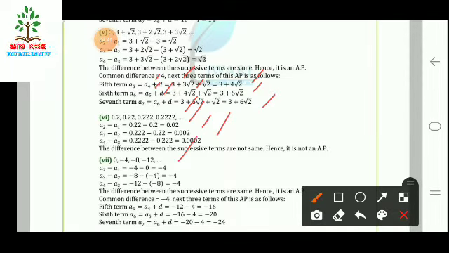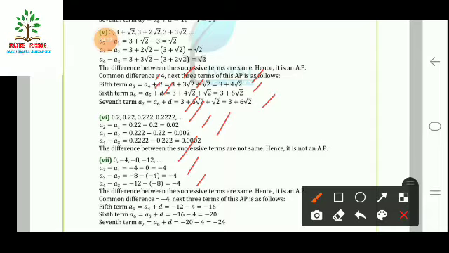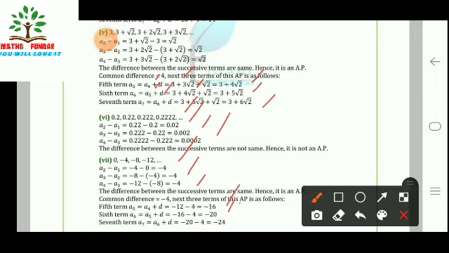Now looking at the seventh part, 0, minus 4, minus 8, minus 12. So a2 minus a1 is minus 4, a3 minus a2 is minus 4, a4 minus a3 is minus 4. So we have observed that the difference between the consecutive terms is the same, so it is an AP. Now the common difference is minus 4, so the fifth term is a4 plus d, which is minus 12 minus 4, that is minus 16. a6 is equal to a5 plus d, which is minus 20, and the seventh term a7 is a6 plus d, which is equal to minus 24.